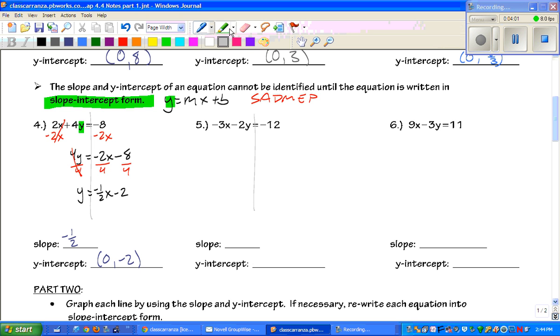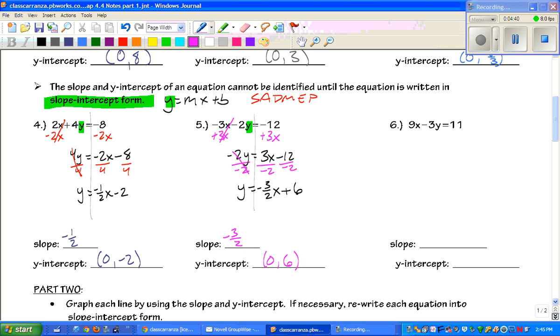All right, let's do another one. There's the y. Let's get it by itself. I have to add the 3x to both sides. -2y equals 3x minus 12. Divide everything by -2, and we get y equals -3 over 2x plus 6. So our slope is -3 over 2, and the y-intercept is (0, 6).